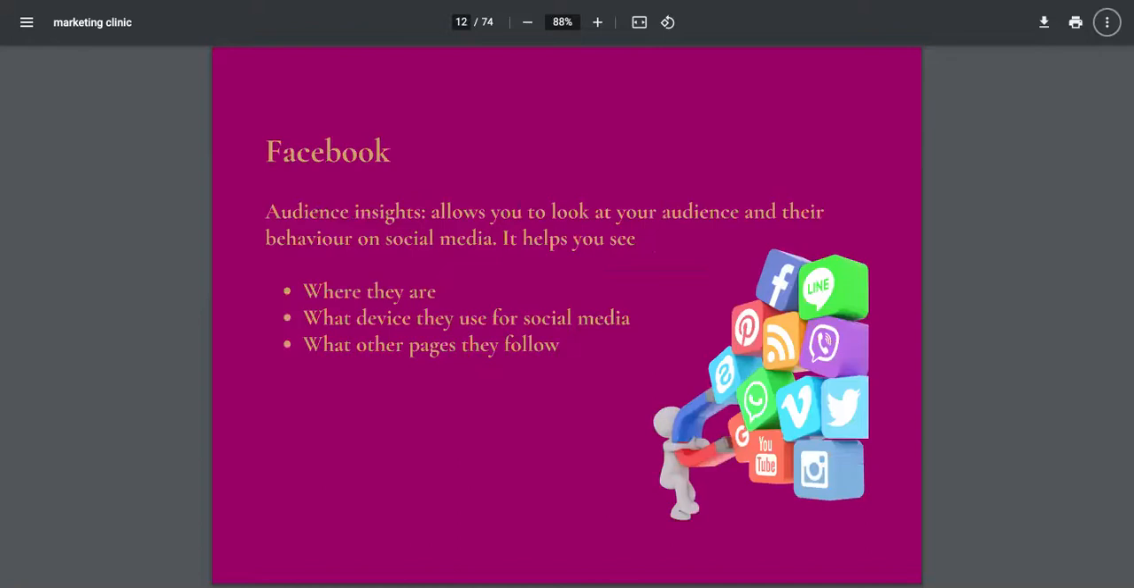Facebook, especially if you have a Facebook page or you use Facebook Business. As a coach, I would definitely advise everyone to have a Facebook page and Facebook Business, because it works wonders. You can check out your audience insights. It allows you to look at your audience and their behaviors on social media. It also helps you see where they are, what device they use for social media, and what other pages they follow. I know that Instagram has Instagram Insights, which is, again, fantastic, and I will talk about that in a moment.